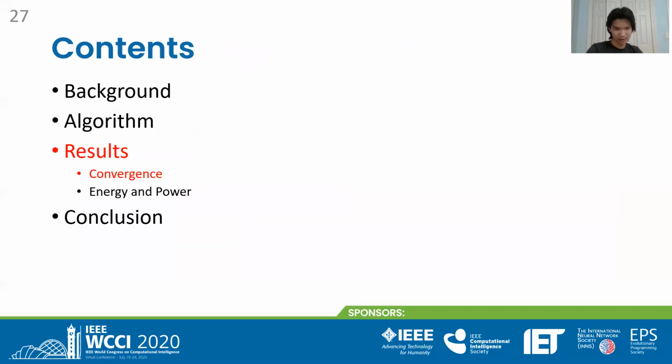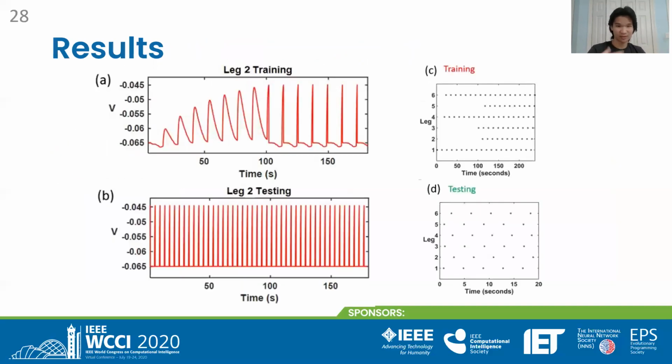So for the results, first I want to demonstrate the convergence. In figure A, on the upper left, you can see that in the first 100 seconds, the voltage is unsure, oscillating slowly. It's seeing the pixels, but it's like, I'm not sure if I should be moving this leg yet. But as time goes on, it's more and more sure that I should be moving this leg.